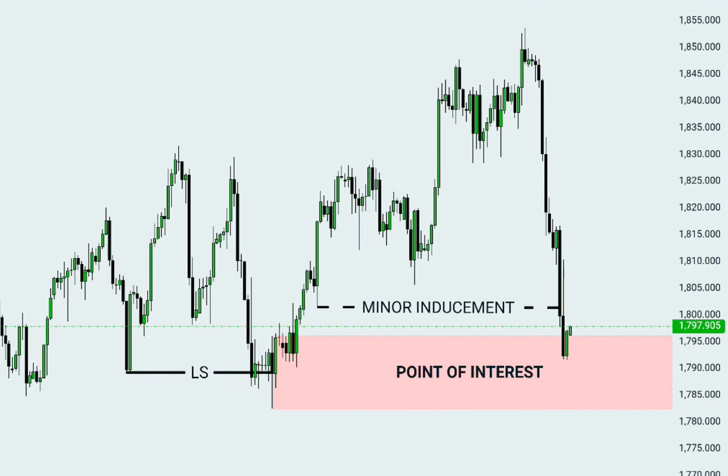Now let us focus on the minor inducement that appears before the major move on the 4-hour time frame. Minor inducement occurs when price creates small pullbacks or short-term consolidations that appear to offer early entry opportunities.